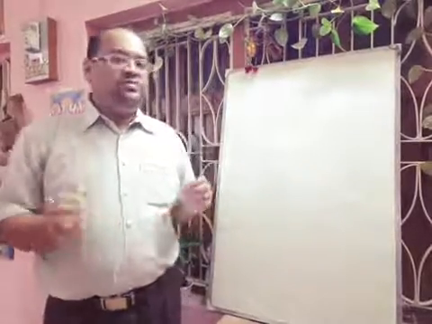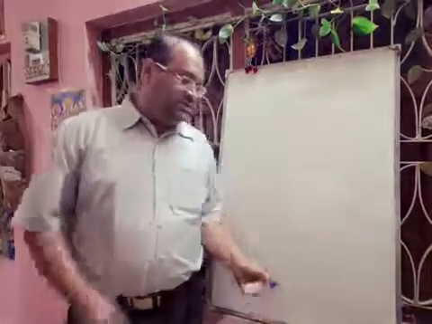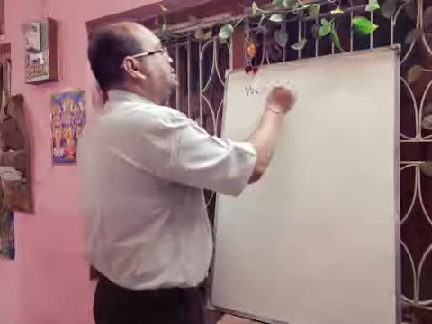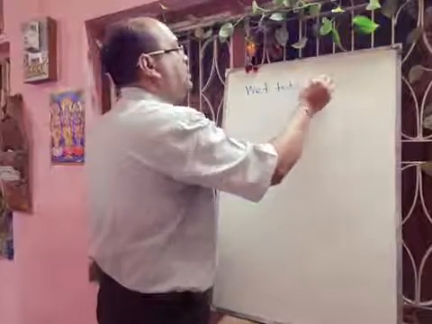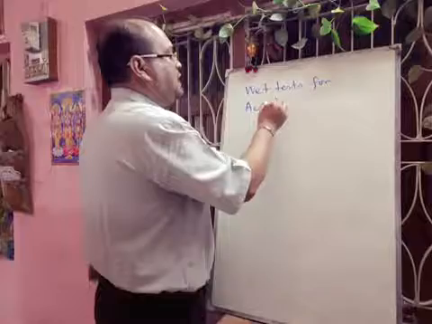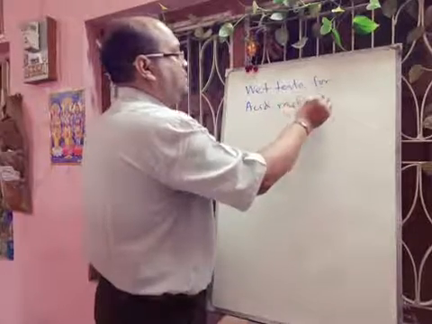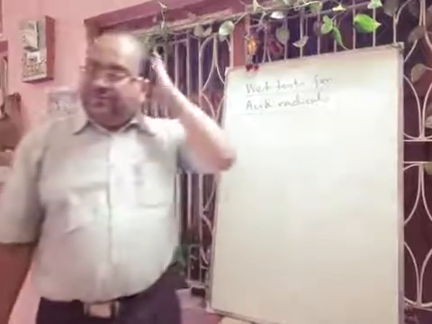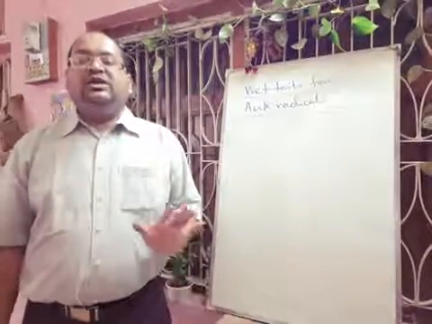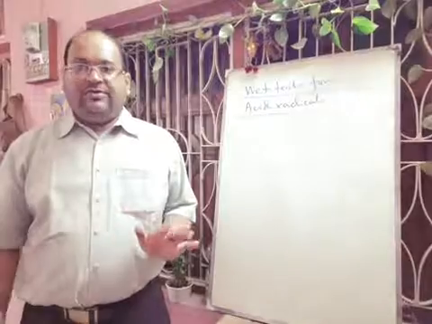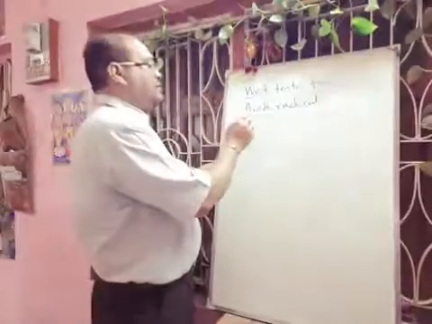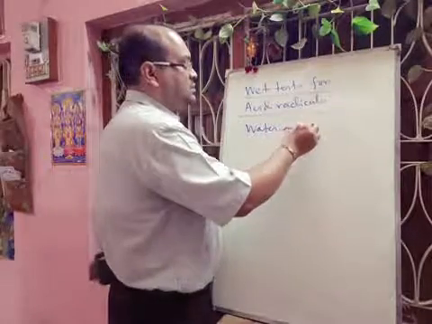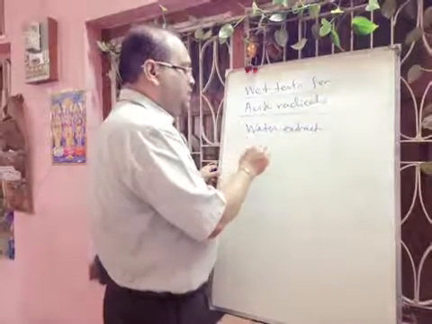So before going to the wet tests for acid radicals, we have to prepare the solution. Generally, two types of solution we will use. One is the aqueous solution or aqueous water extract, and another is the sodium carbonate extract.